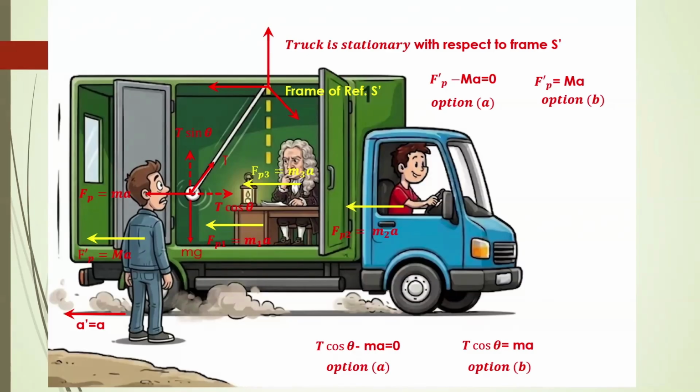Excuse me, sir. How will these two options be different? Because in option A, you have said F dash P minus MA is 0, and in option B, F dash P is equal to MA. Ma'am, as I said earlier, don't think in terms of mathematics. In terms of mathematics, both options are correct. But both options have their own physical meaning. Accordingly, you have to judge.